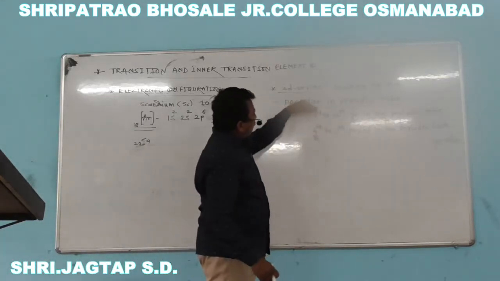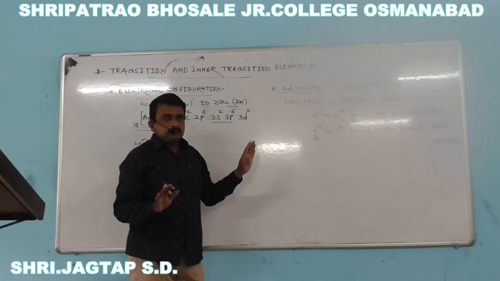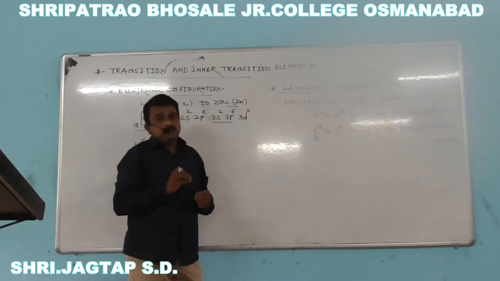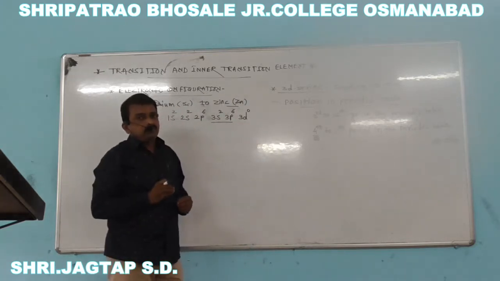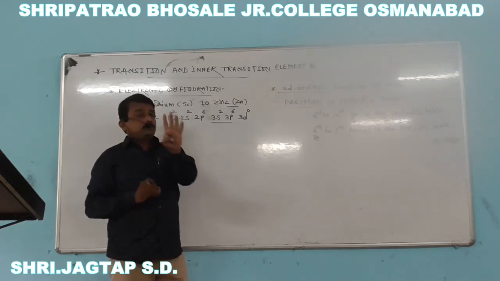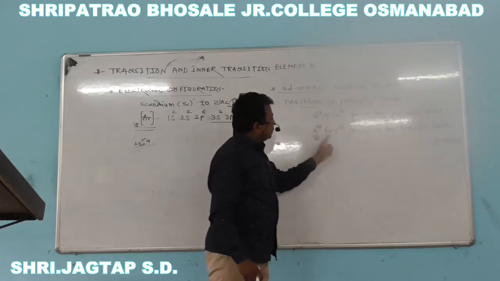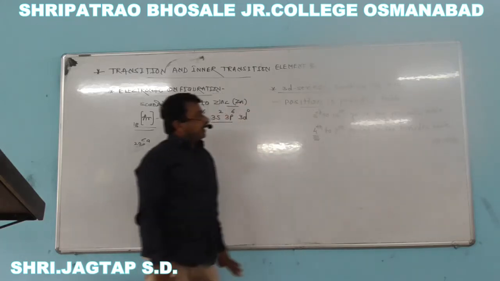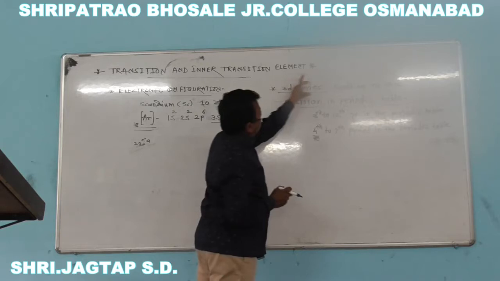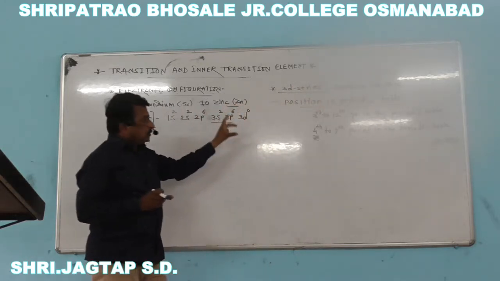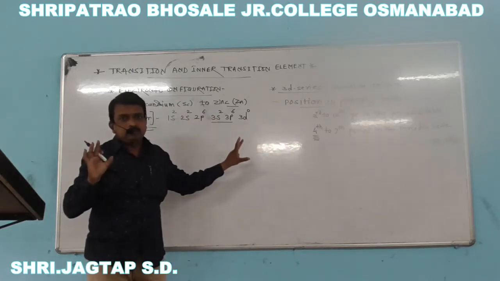It is the position of transition elements in the periodic table. These transition series, that is the 3d series, 4d series, 5d series, 6d series, these four series are placed in the third to 12th group and fourth to 7th period in the periodic table. But actually the 3d series is found in the fourth period in the periodic table.